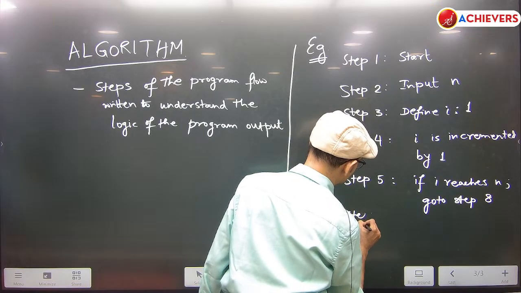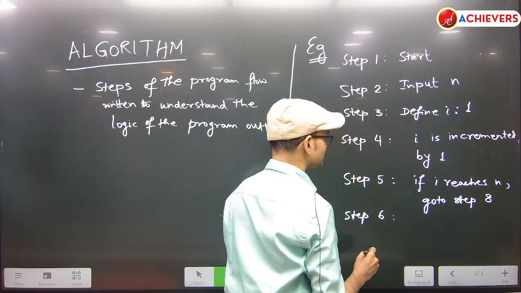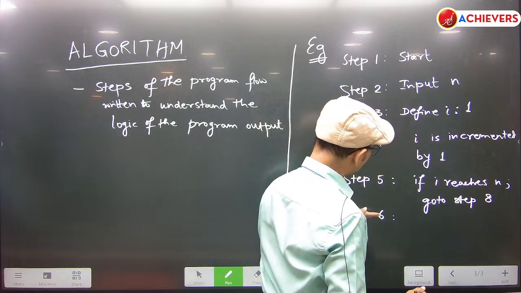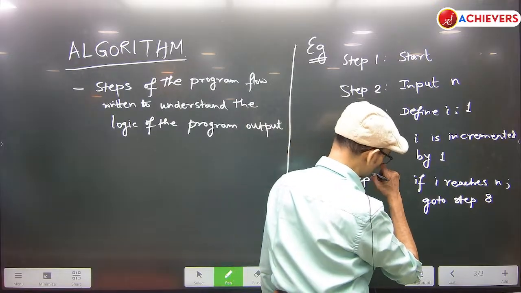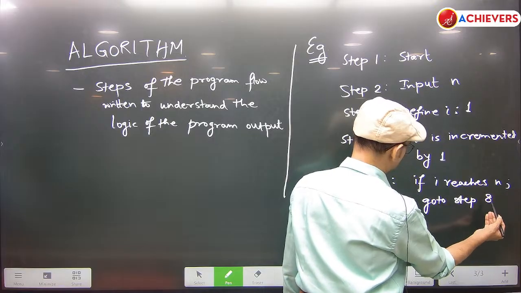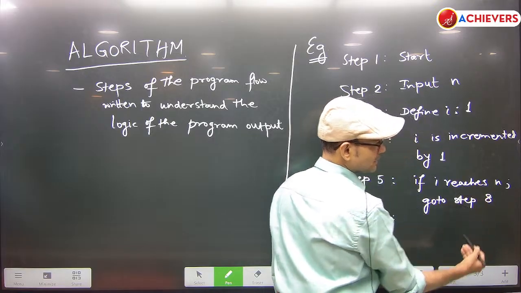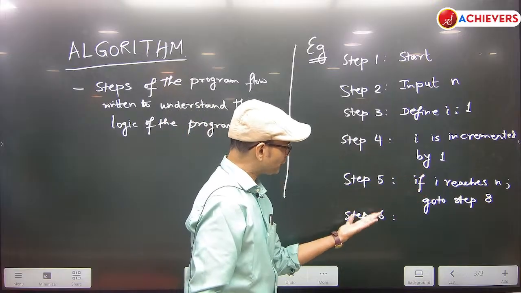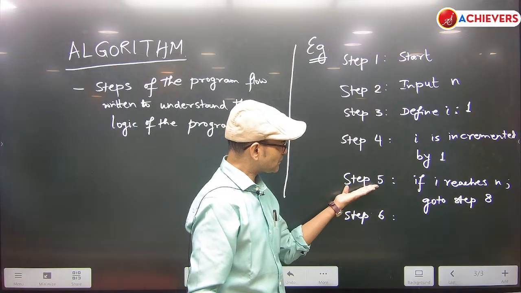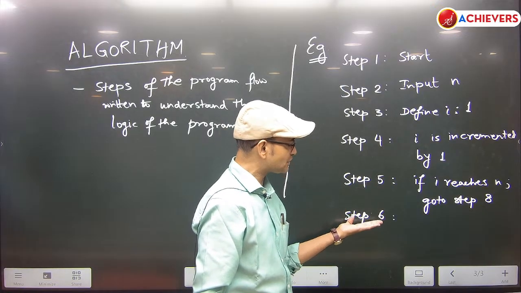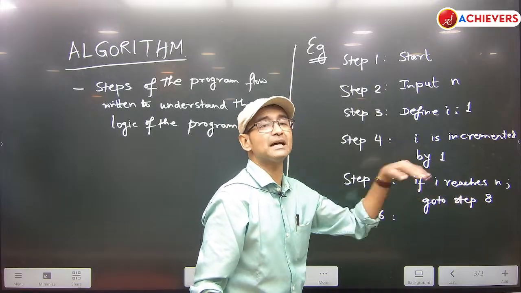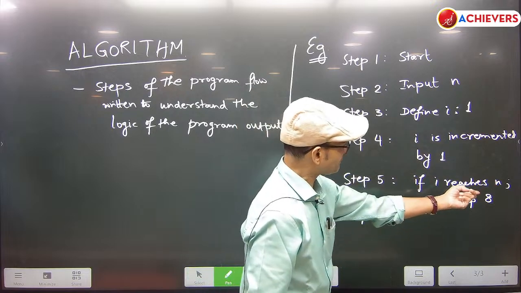Step 6. That means if I does not reach n, we will be moving to the next step. So we can write also over here else go to step 6, but that is redundant. So we can automatically move to the next step. It is following step by step coding. So after step 5, obviously it will move to step 6 until and unless we explicitly ask to move to some other step. Go to step 8.